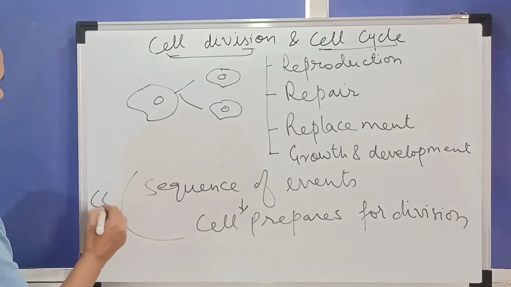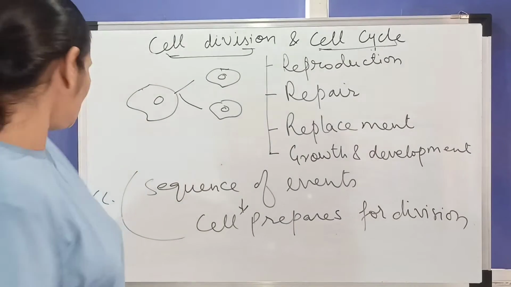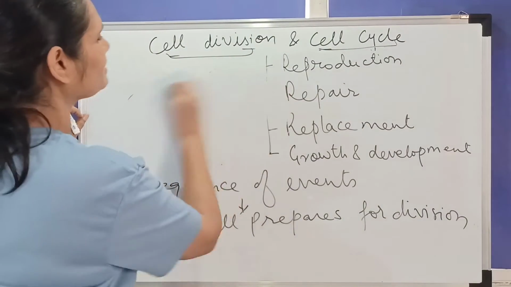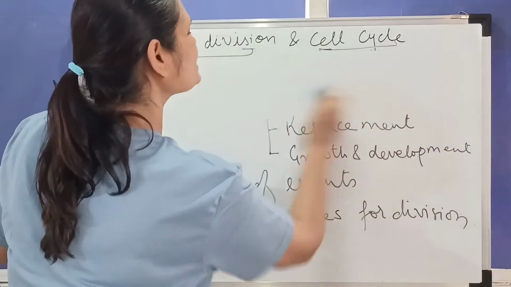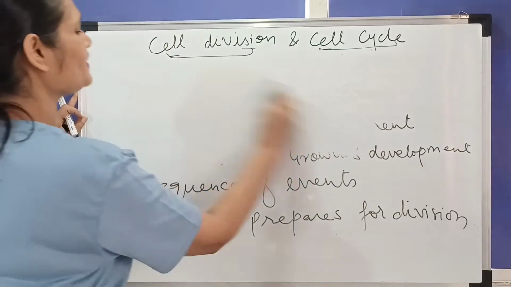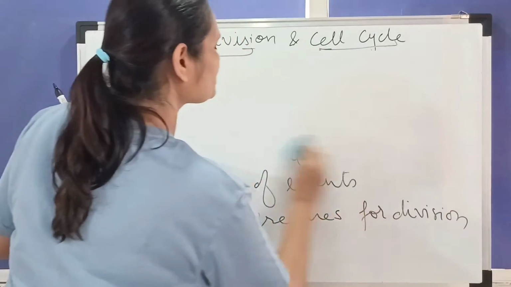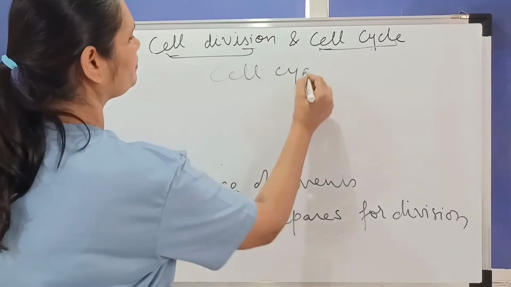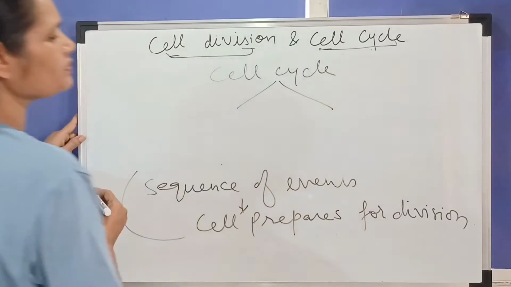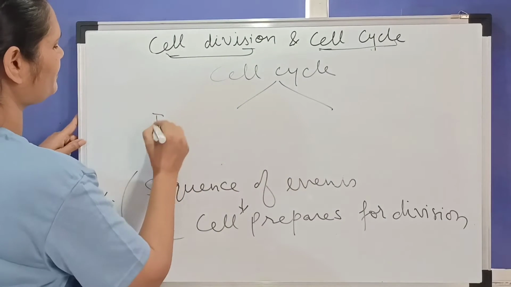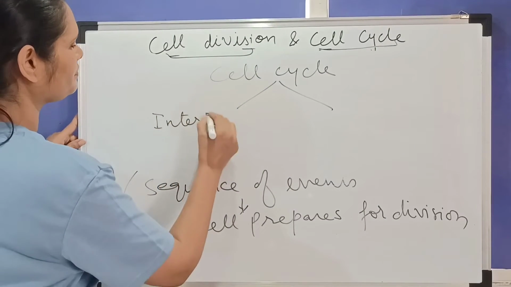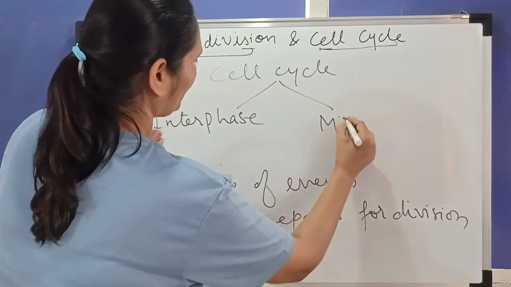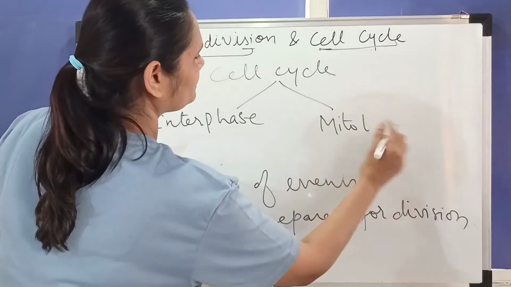Okay. Now, this cell cycle has certain phases. The two basic phases of the cell cycle are interphase and the second one is mitotic phase. So, there are two main phases. One is interphase and the second one is mitotic phase.